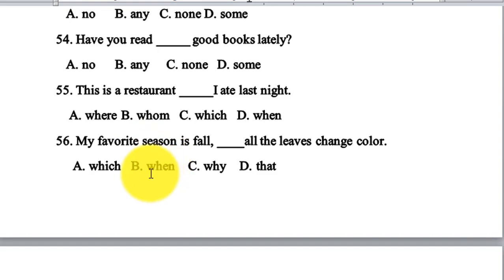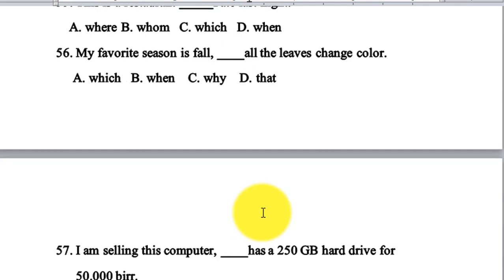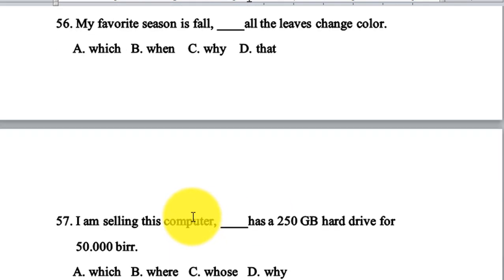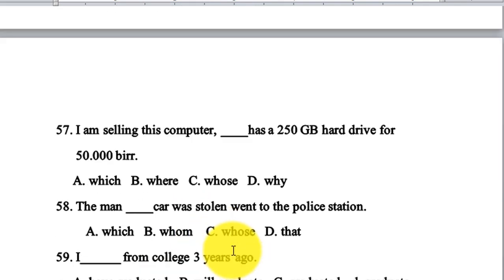Relative pronoun: when, which, no, why is reason. That substitutes both person and things and animals. In short, we can use that in place of who, in place of whom, in place of which. So this knows the answer anyways. Yes, next question.